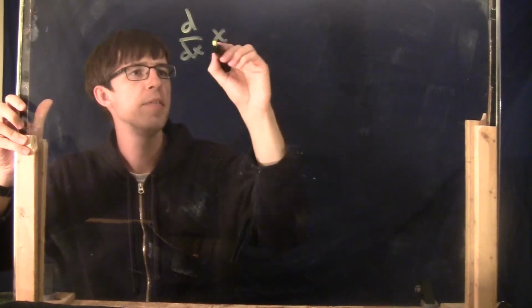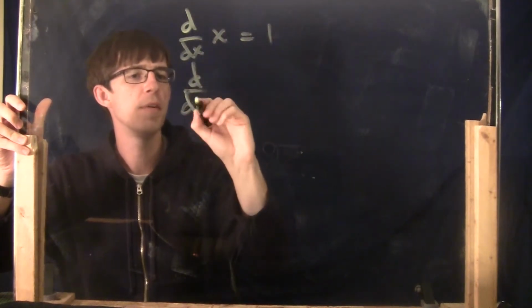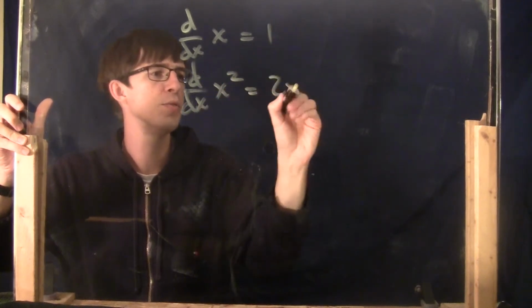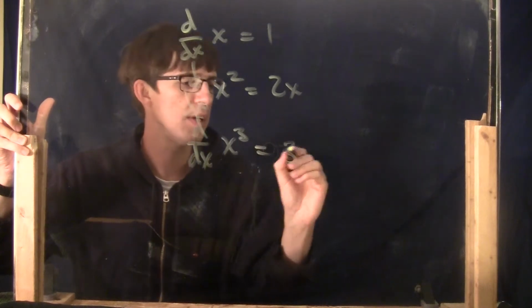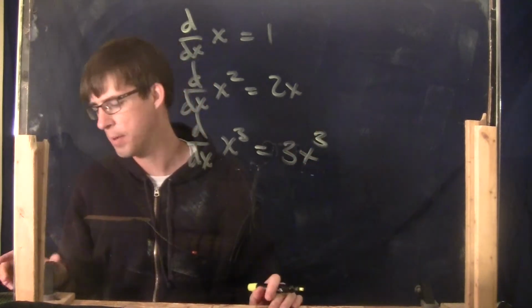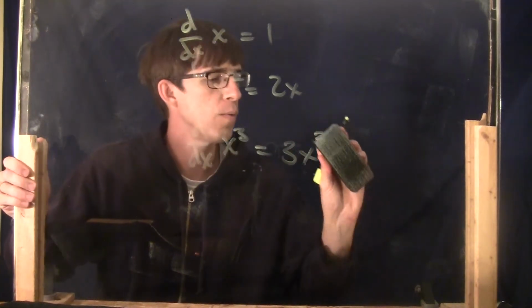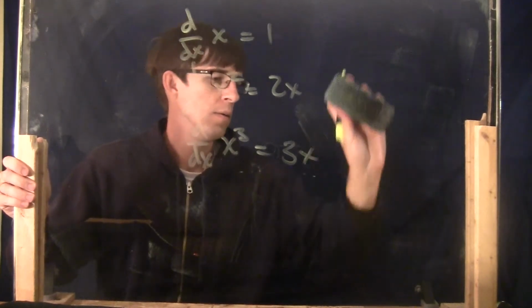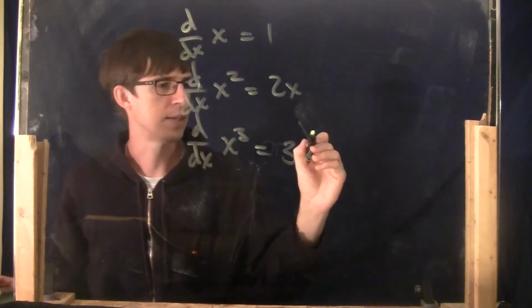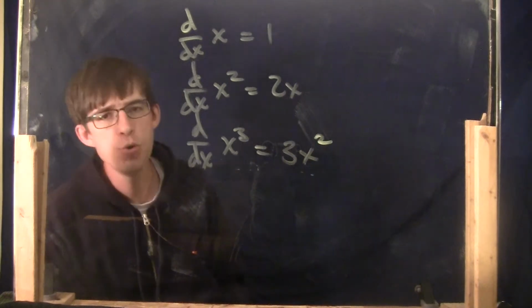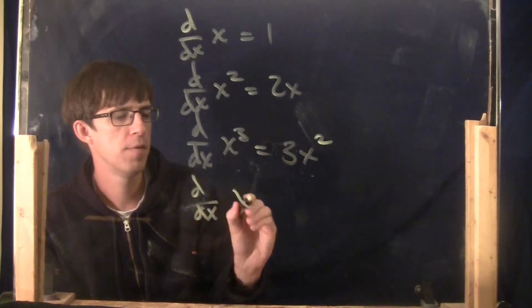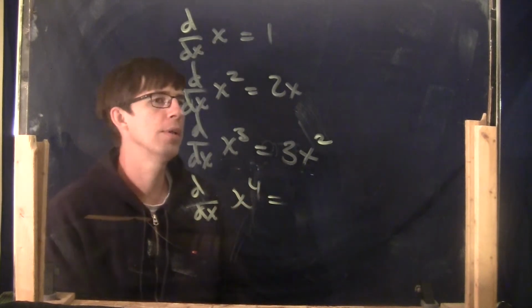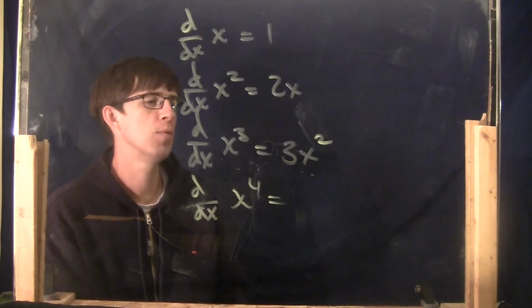We already said the derivative of x is 1. The derivative of x squared is 2x. The derivative of x cubed, that's the one we just did, 3x squared was the answer. All right, do you see the pattern? What is the derivative, for example, of x to the 4? There's a little pattern here. Can you tell what it is?